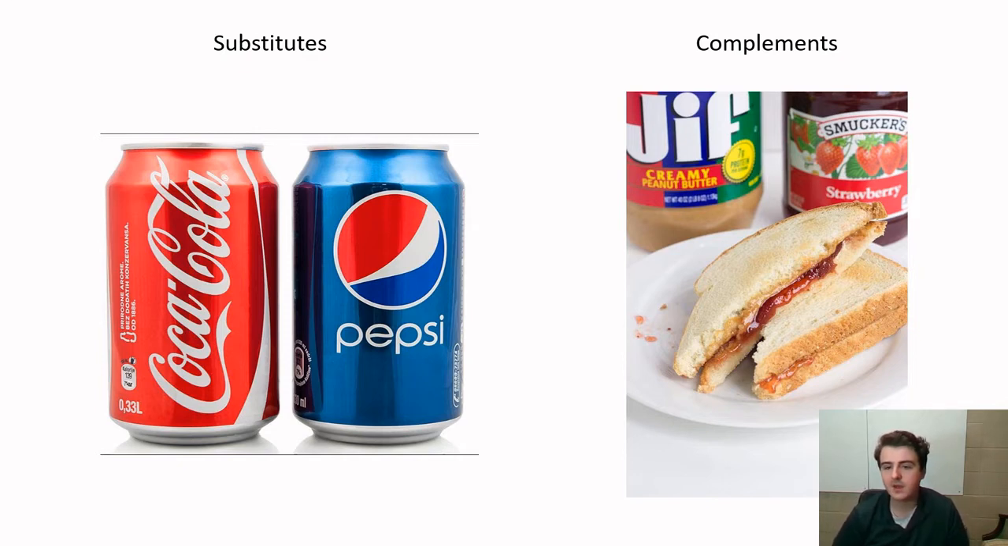How about complements? I've got a picture of peanut butter and jelly over here on the right. So your jelly, if it becomes much, much more expensive, what are you going to do with peanut butter? Well, the pair has become more expensive, right? And some people have to have both peanut butter and jelly. So if the jelly becomes more expensive, you buy less peanut butter too, not just less jelly. And if the jelly becomes much, much cheaper, you buy more peanut butter and more jelly because the pair has become relatively more inexpensive.